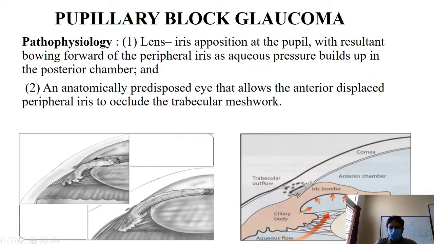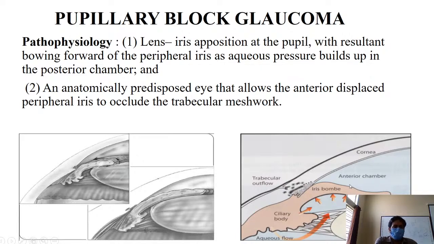So this is the lens, this is the iris. There is opposition of the lens and the iris at the pupil because of the mid dilatation of the pupil, and this will lead to collection of the aqueous humor in the posterior chamber, and that will push the peripheral iris against the angle of the anterior chamber. So the trabecular meshwork and Schlemm's canal, whatever angle structures are there, will be obstructed, and the patient will have angle closure glaucoma.